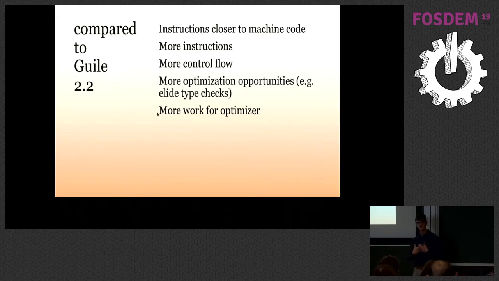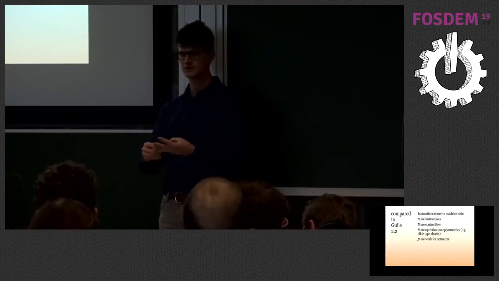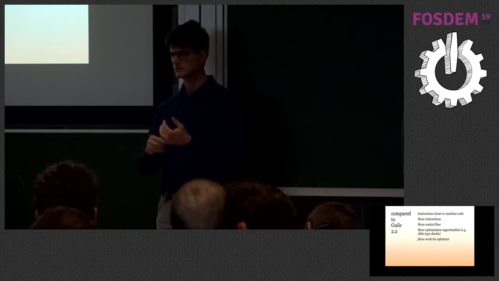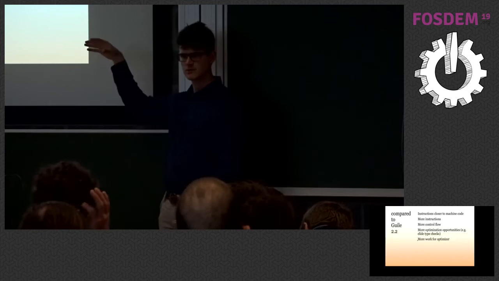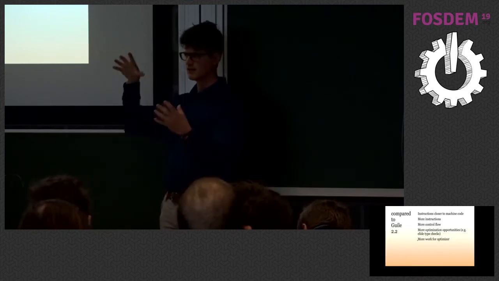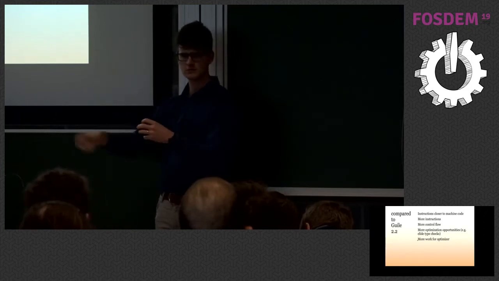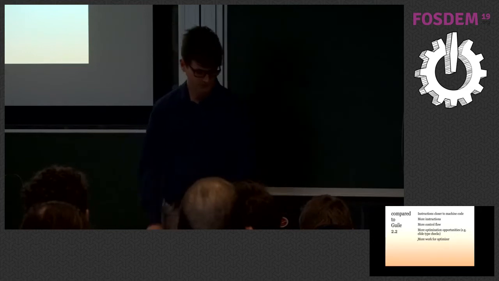So for example, in that vector ref instruction, it has to do a number of things. It has to check that the vector is a heap object. It has to check that it has the right vector type tag. It has to check that the index is within bounds for the vector. It has to check that the index is actually an integer, all these sorts of things. In Guile 3.0 bytecode, this is all separate. And so it means that if you have a hot part of your code, then the compiler can omit certain parts of these. You don't have to repeat them all. And so this prevents code bloat.